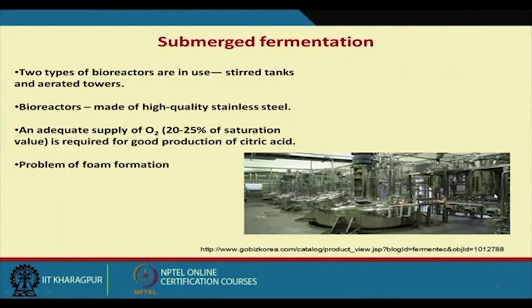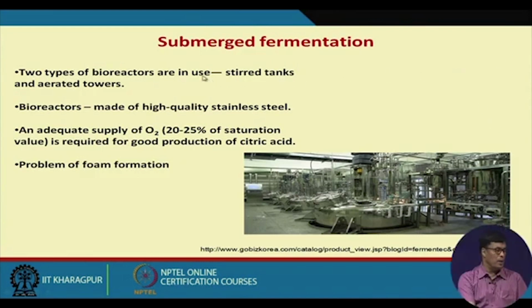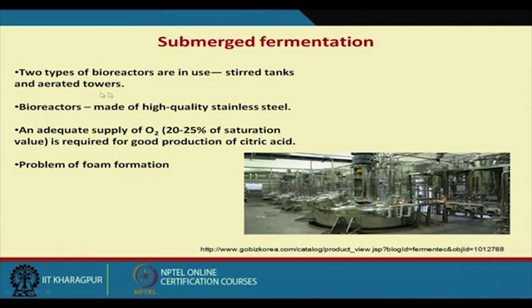Two types of bioreactors are used. One is the stirred tank reactor, another is the aerated tower reactor. I told you that the airlift fermenter is used, but it is less used in the industry for citric acid production. The bioreactor is made of high quality stainless steel, because citric acid has some corrosion property. So high quality stainless steel is usually used.